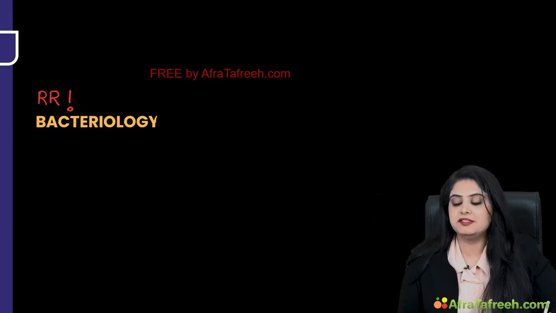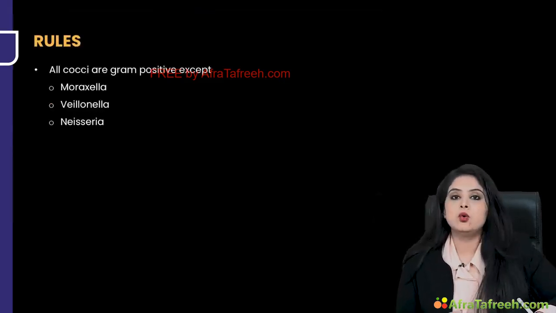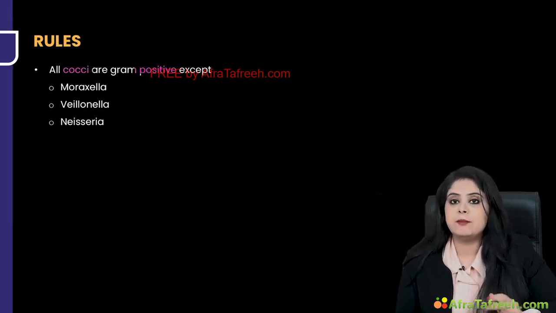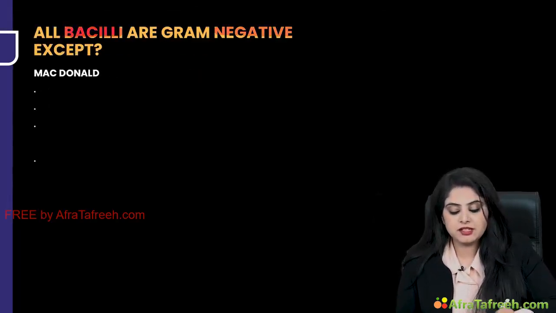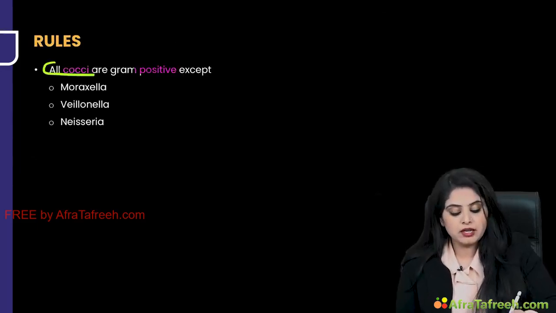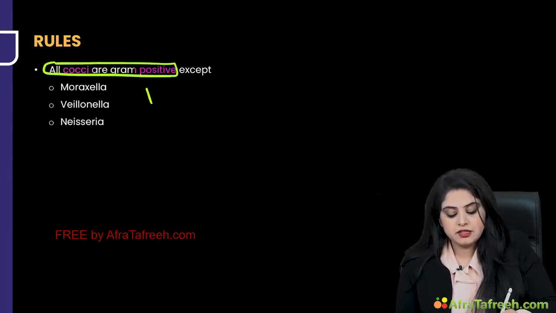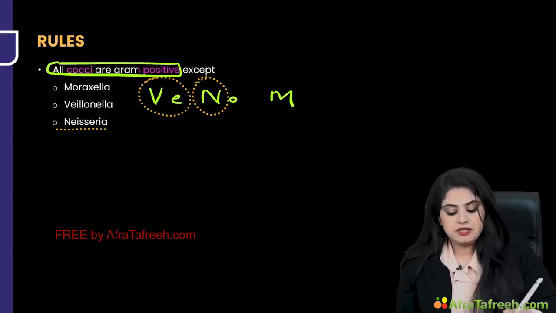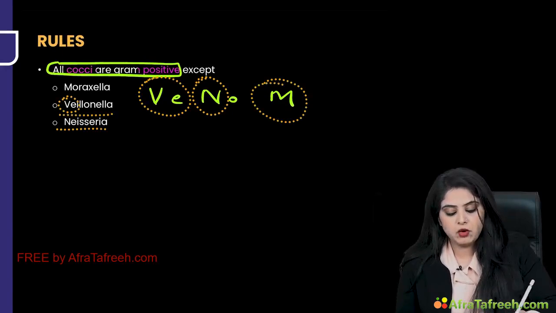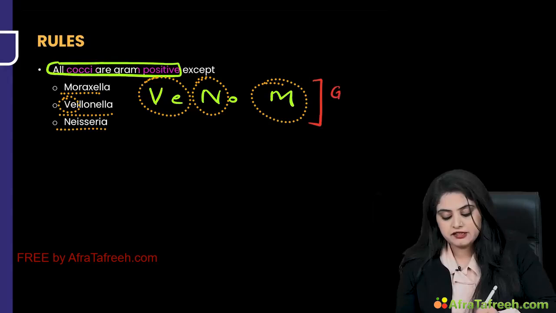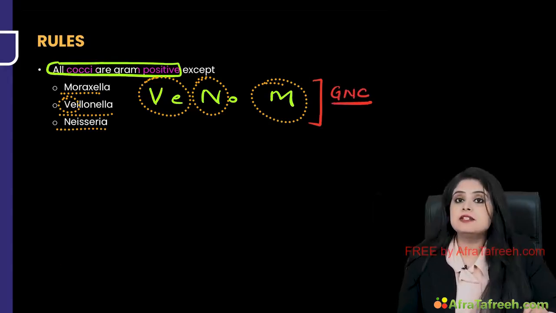We'll start off with the basic rule, and we all know that all the cocci. Now, what are the rules, guys? All the cocci are said to be gram positive, and all the bacilli are said to be gram negative, right? However, there are exceptions. When I say all cocci are gram positive, except there is a mnemonic that is VENOM. And what is VENOM meaning? N stands for Neisseria, VE for Veillonella, and M for Moraxella. So remember, Neisseria, Veillonella and Moraxella, these are exceptions because these become the gram negative cocci.